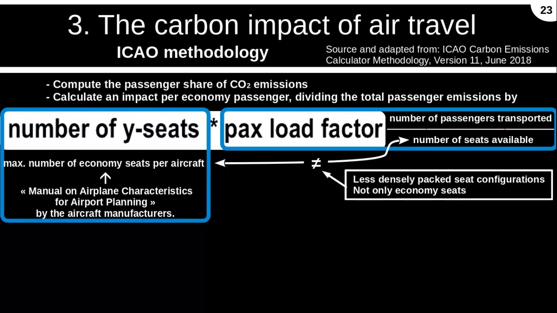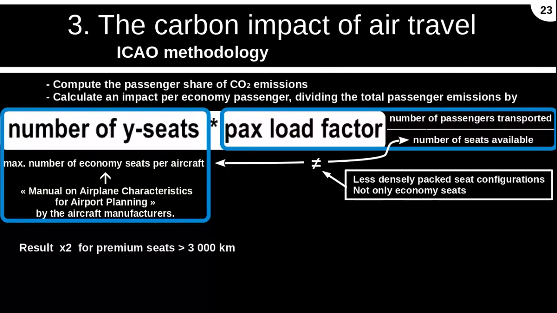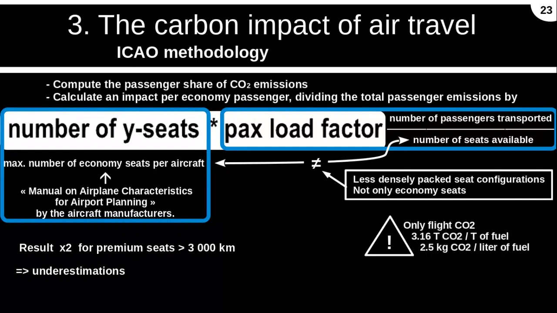For premium seats, a class correction factor doubling the impact is then applied to this impact per economy passenger, but only for flight distances over 3,000 kilometers. So the results are underestimated if the seat density is lower than the maximum, and still more under 3,000 kilometers if there are premium seats taking more space. Note that the results only account for CO2 emissions during the flight.